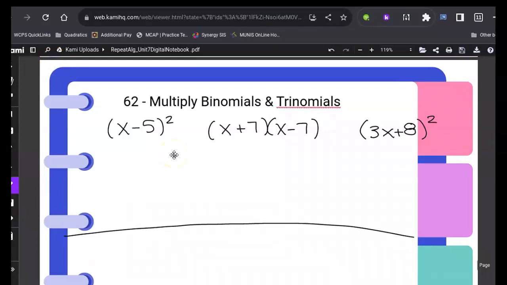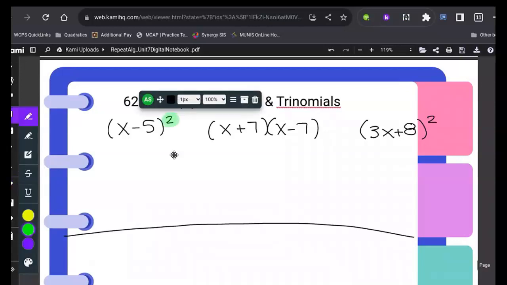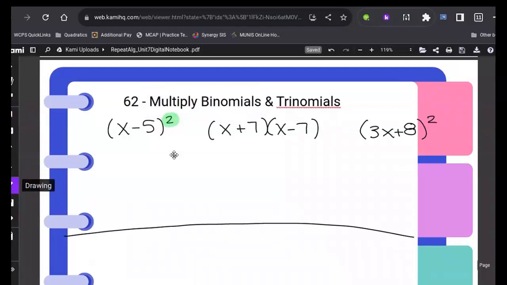So you guys have three different binomials written at the top. So we're going to start with the x minus 5 to the second power. Now that second power, we need two binomials because it says that it's raised to the second power. So anytime we have a 2 like that, we're going to write the binomial out 2 times. So we're going to write it as x minus 5 times x minus 5.